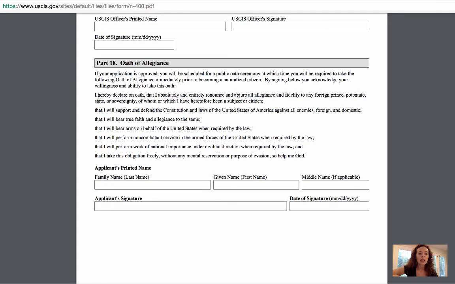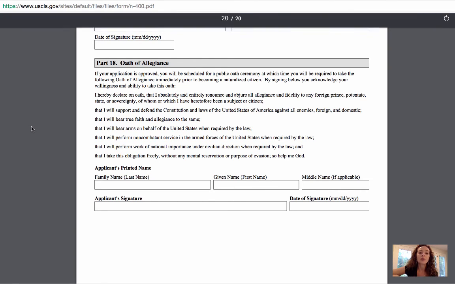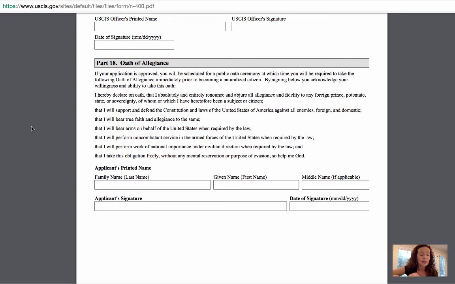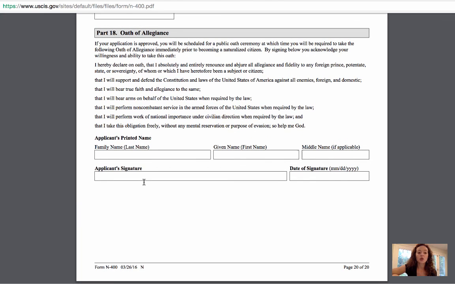Okay? The oath of allegiance, please remember, means a promise to be loyal. You're going to promise to be loyal to the United States. Many officers ask, are you willing to take the oath of allegiance? Yes, I'm willing to take it. Do you know what it means? Can you explain it in your own words? Many people say no, they don't know what it means. So please know what this means. It means that you will be loyal to the United States. Okay, and that's it. The end, page 20 of 20.